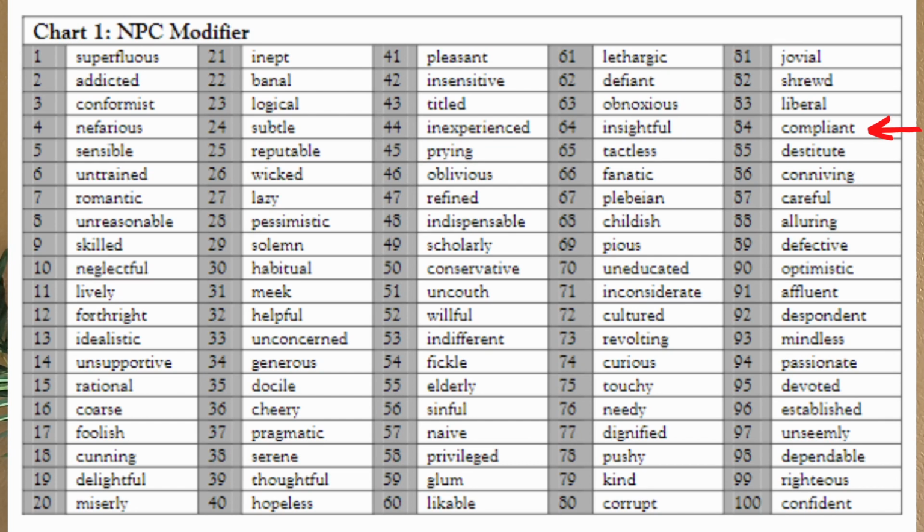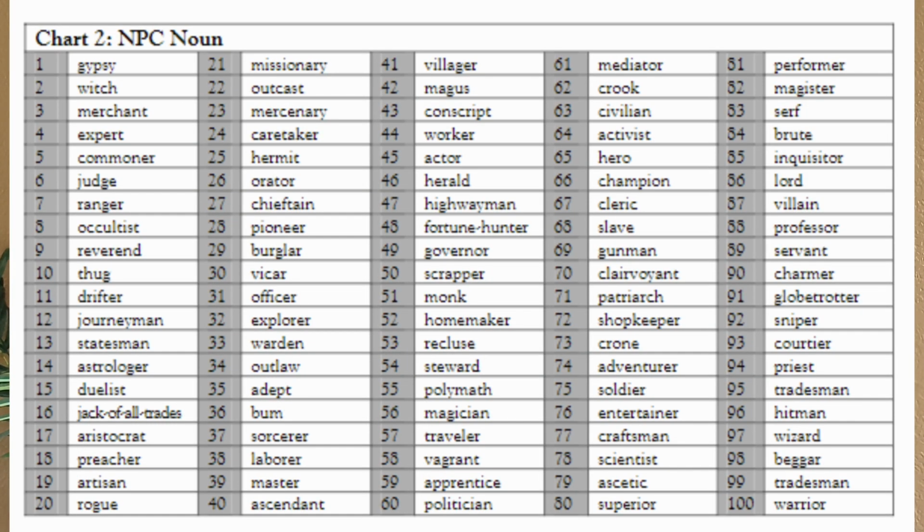The next table is the NPC noun table. This table is a list of nouns of who our NPC could be. I roll on this table again, and I get 75, which is a soldier. I then put these together to get compliant soldier. And so now we have an idea of who this character is. He's a compliant soldier, so maybe he's a more younger, more inexperienced soldier who isn't very boastful and is maybe a bit soft-spoken. Now that is interesting.